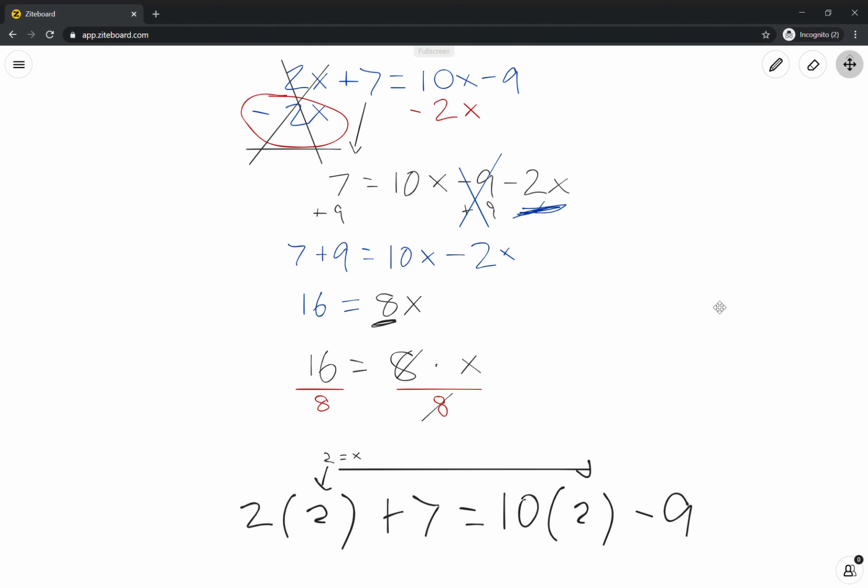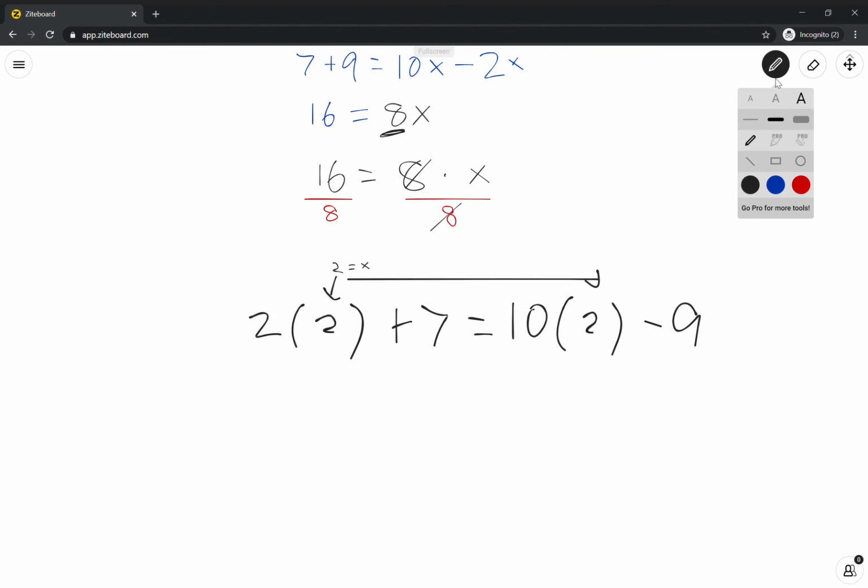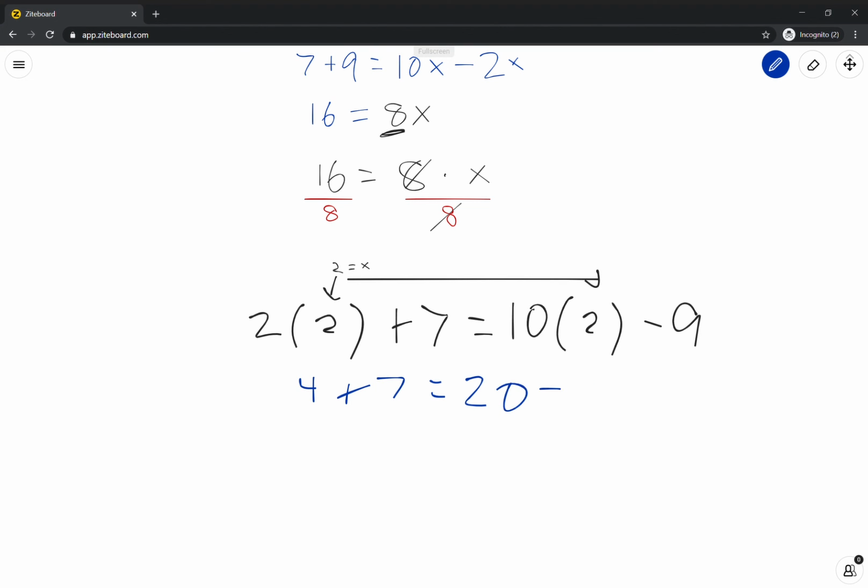And now that's going to give us 2 times 2, or 4, plus 7 equals 10 times 2, or 20, minus 9. This simplifies to 11 equals 11. So we ask ourselves, does 11 equal 11? Well, yeah, it does. So that's how we know we get the correct answer, because what's on the left side of the equation is equal or is the same to what's on the right side of the equation.